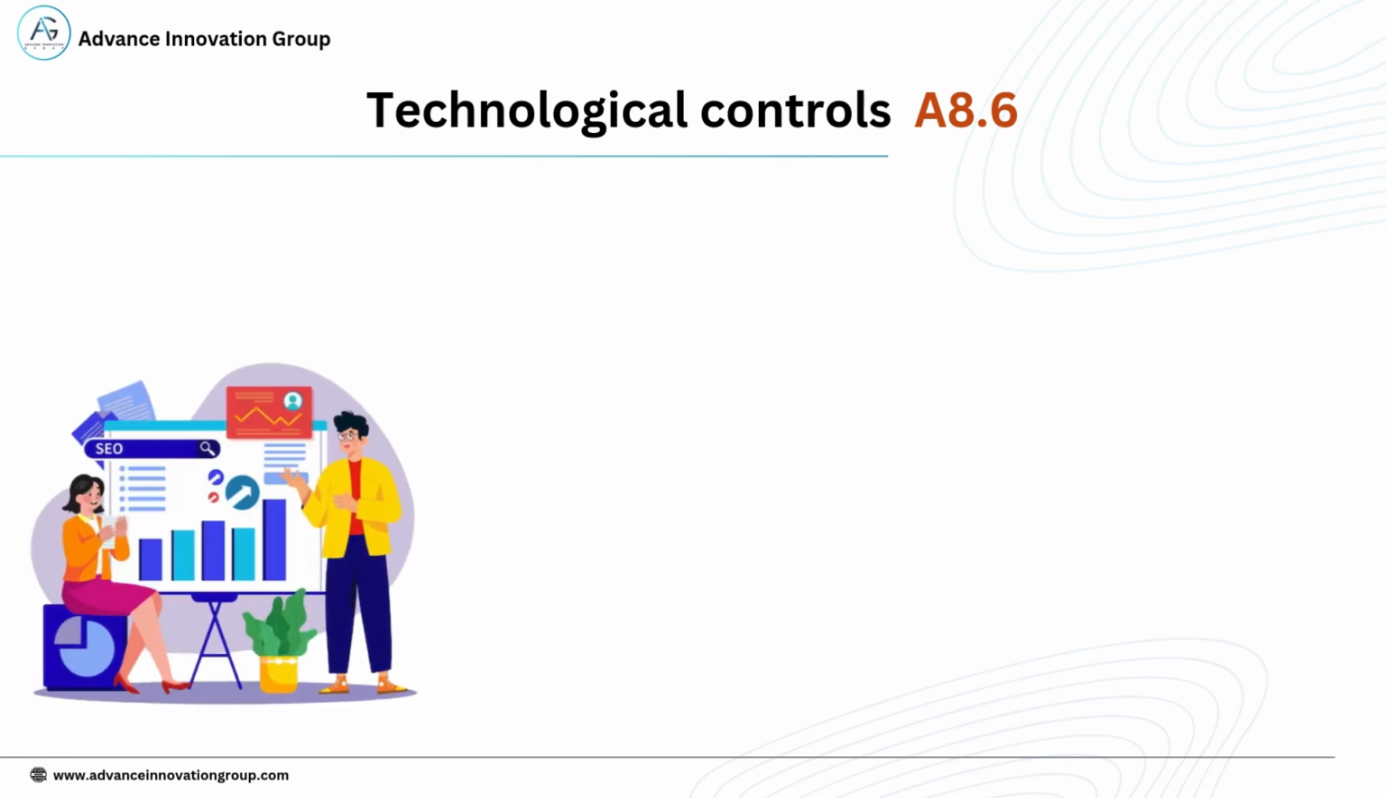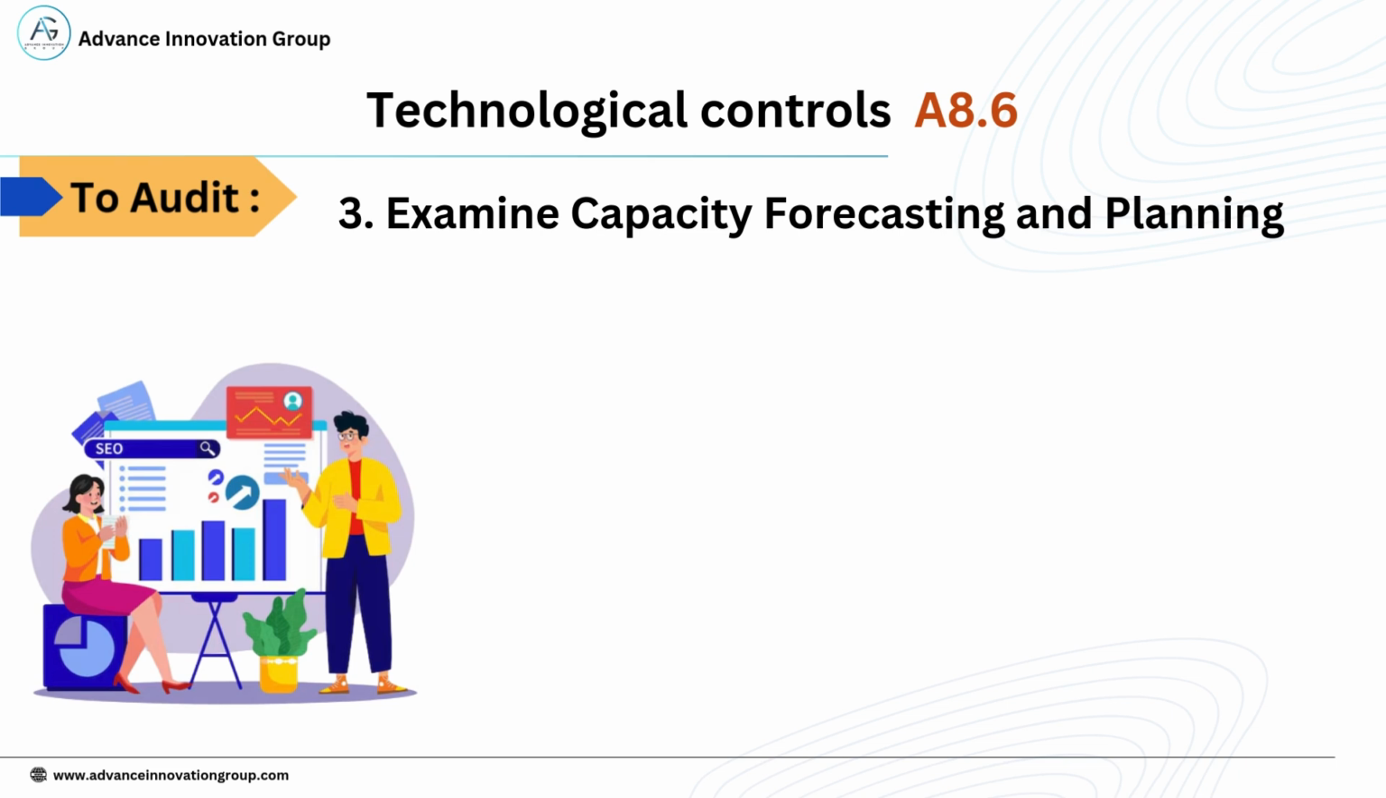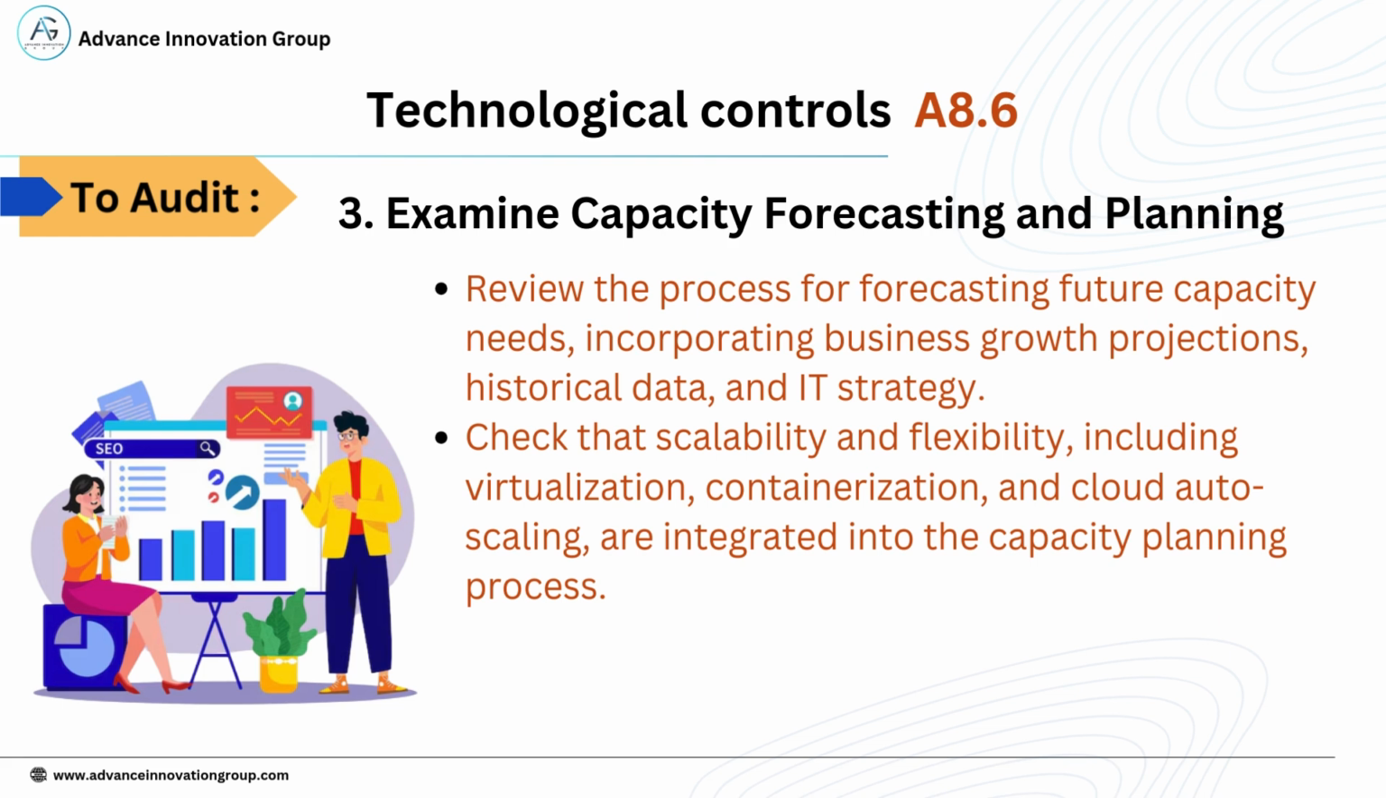Technological controls A 8.6. To audit 3. Examine capacity forecasting and planning. Review the process for forecasting future capacity needs, incorporating business growth projections, historical data, and IT strategy. Check that scalability and flexibility, including virtualization, containerization, and cloud autoscaling, are integrated into the capacity planning process.